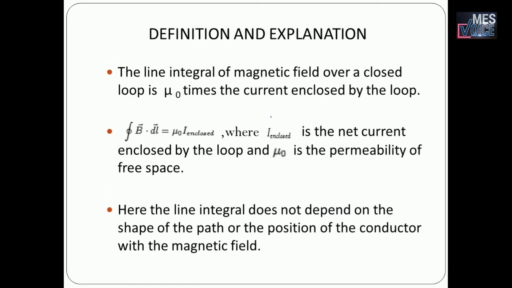Now let us see the definition and explanation for Ampere's circuital law. The law states that the line integral of magnetic field over a closed loop is mu0 times the current enclosed by the loop. It can be mathematically represented as closed integral B dot dl is equal to mu0 into I enclosed, where I enclosed is the net current enclosed by the loop and mu0 is the permeability of free space. The value of mu0 is given by 4 pi into 10 raised to minus 7 newton per ampere squared.